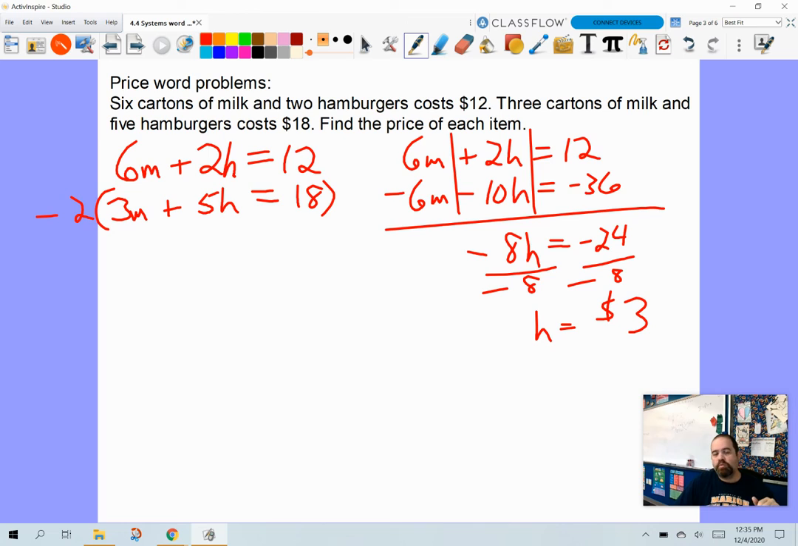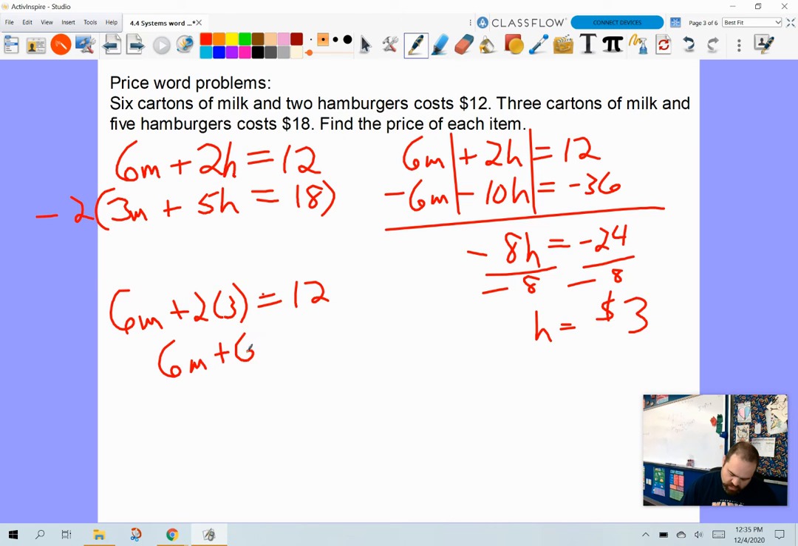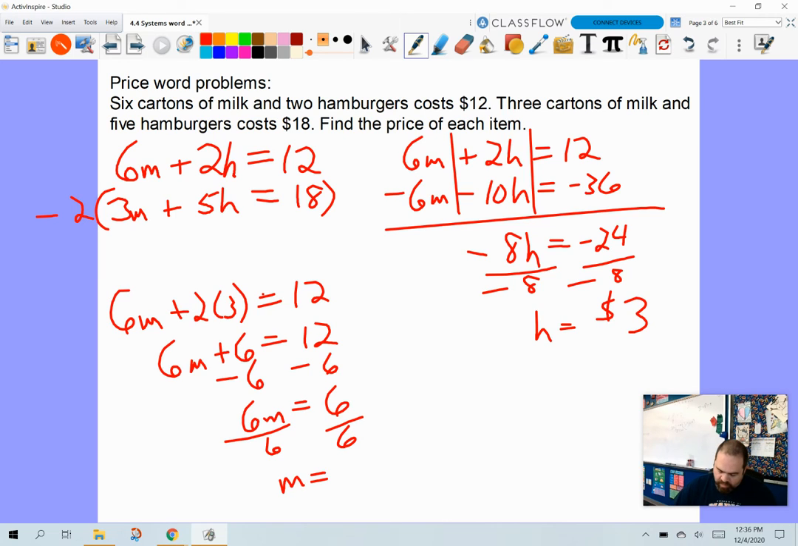Okay. The nice thing about these price problems is there will be no negatives. You can't have a negative price for something. So my hamburgers being $3, great. I'm going to take that value and plug it back into either one of my original equations. I'm going to go to the top one here. So 6m plus 2 times 3 is 12. So subtract out 6. That's a whole lot of 6s. So it looks like a milk is $1. On the number problems and these price problems, there's no need to give your answer in parentheses as an ordered pair. Okay, they're not ordered pairs. These aren't points.